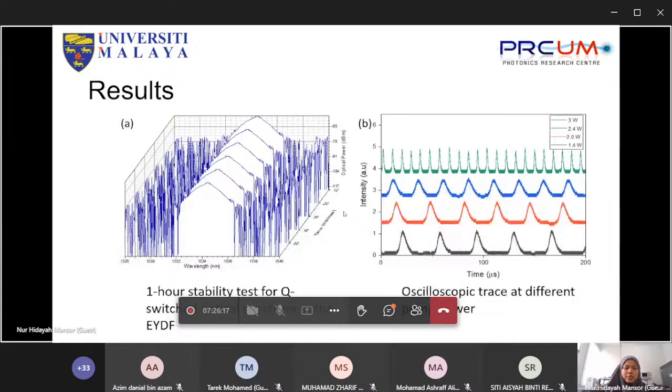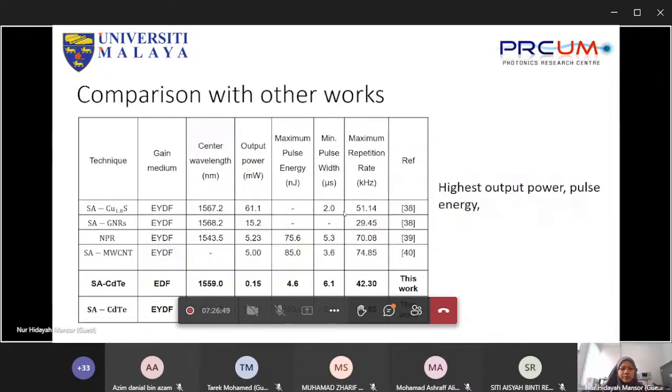So the graph on the left, graph A, is the stability, where we tested the Q-switched pulses for 1 hour, and we observed that there are no changes in the shape and no wavelength shift. And the graph on the right, figure B, is just to show that with increasing pump power, the oscilloscope trace is different. With increasing pump power, the pulse width becomes narrower.